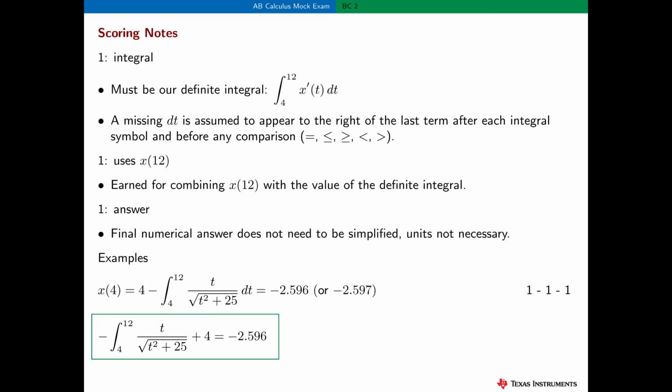In this example, the integrand is ambiguous. I read this as if there is a dt after the 4 and before the equal sign. So I have to check the final answer, and it's correct. So I conclude that this is a presentation error. And I'll award this 2 out of the 3 points. We're stressing notation and good communication. And using this standard, this response cannot earn all 3 points.